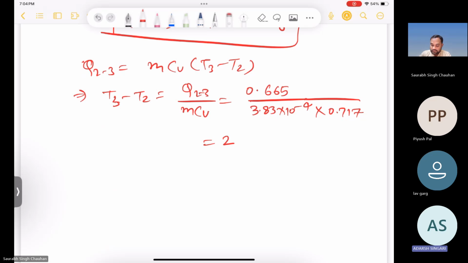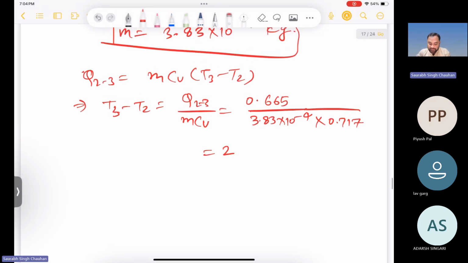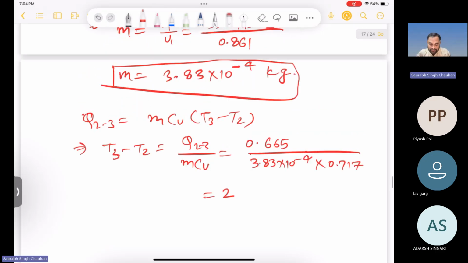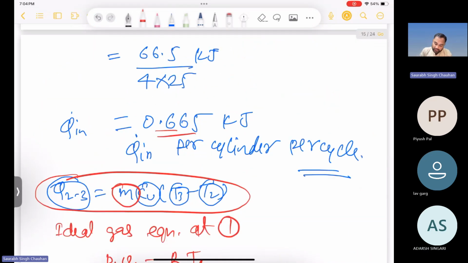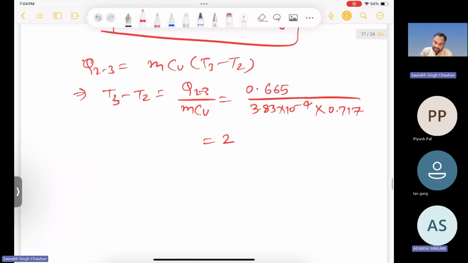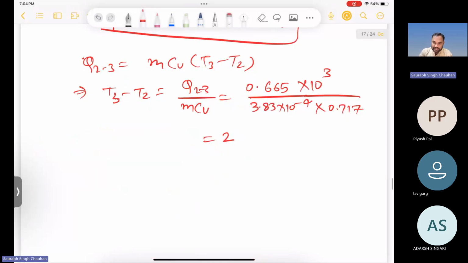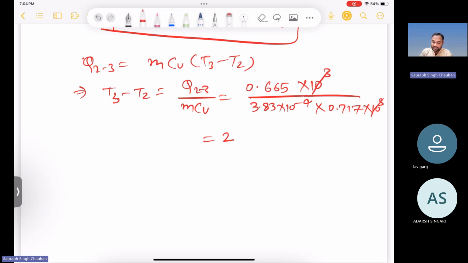Let us take all the units in SI units. First, let us check the unit of Q. It is in kilojoule, so multiplied by 10 to the power 3 it is in joule. And 0.717 is also in kilojoule per kg Kelvin, so again we need to multiply by 10 to the power 3. These factors will cancel out, and we get the SI unit of temperature, Kelvin.